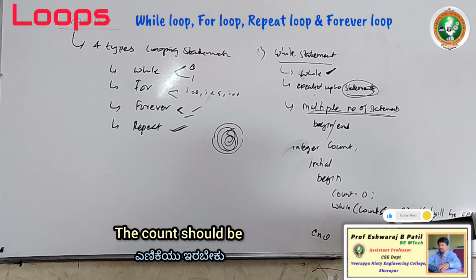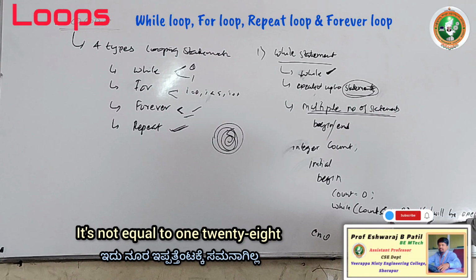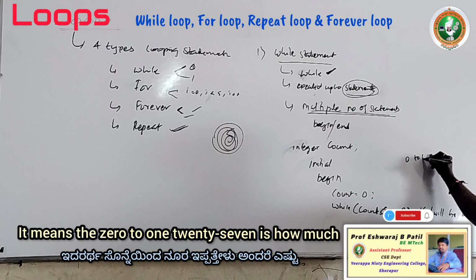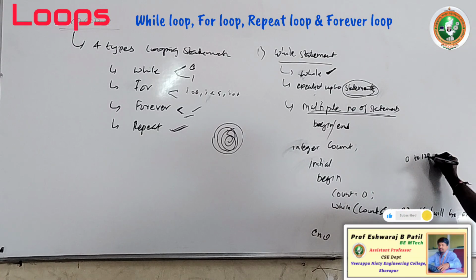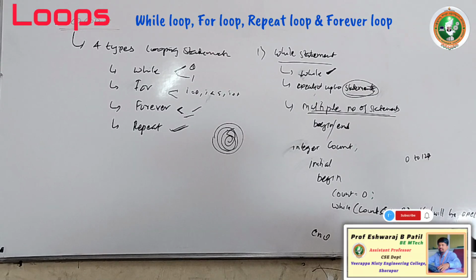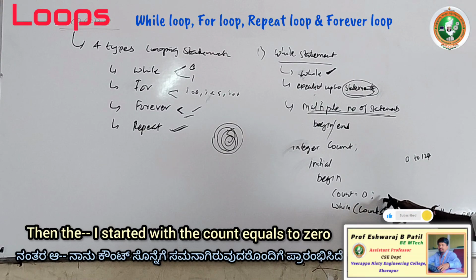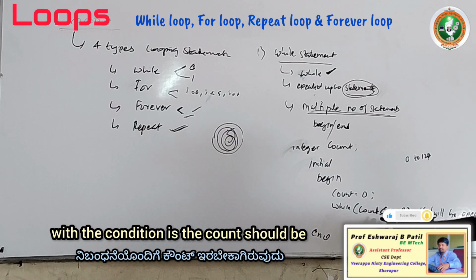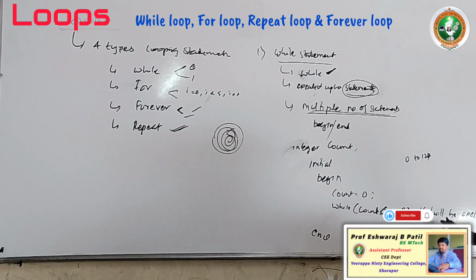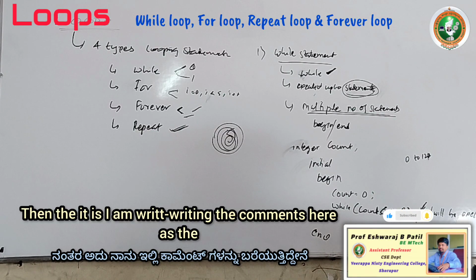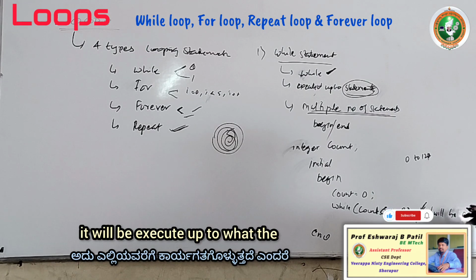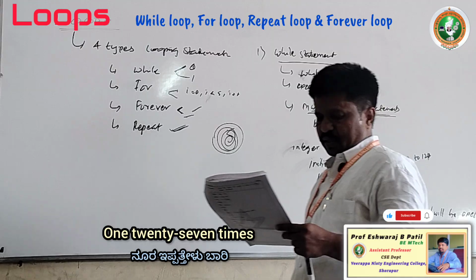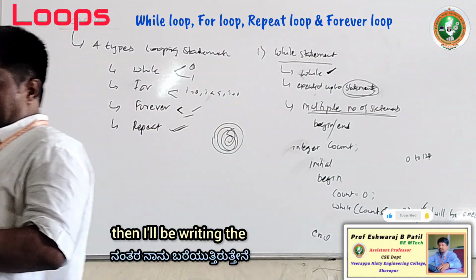The count must be less than 128. It's not equal to 128. It means 0 to 127. Okay, then I started with count equals 0. The while statement condition is that count should be less than 128. Then I am writing the comment here that it will execute up to 127 times.